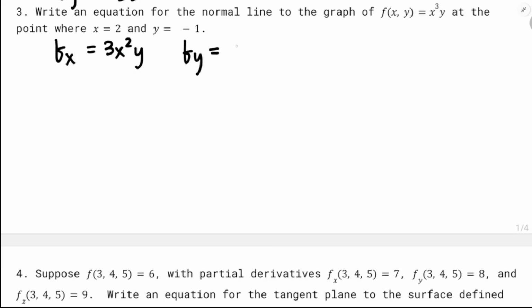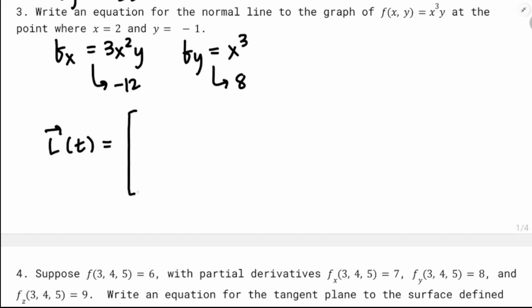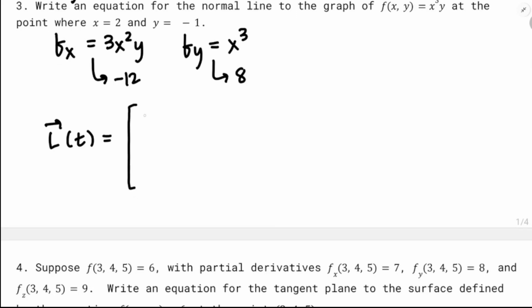Fy equals x to the 3. So at these points, I'm going to get 3x squared y is 3 times 4 times negative 1. Fy is going to equal x to the 3. Okay? And so our formula is going to be that the line is equal to, okay, the x component is the x coordinate plus fx times t, so negative 12t. Then y is negative 1 plus 8t.